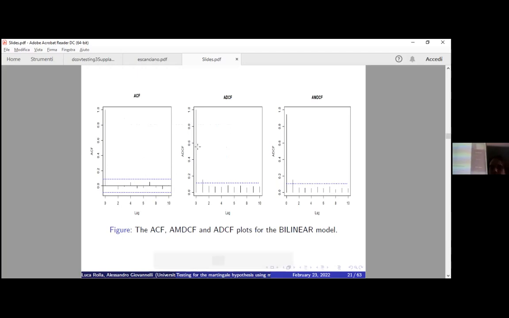But at the first leg, you have one signal of some dependence, a nonlinear dependence. And indeed, by looking at the auto martingale difference divergence function, what you see is some form of nonlinear dependence in the conditional mean.